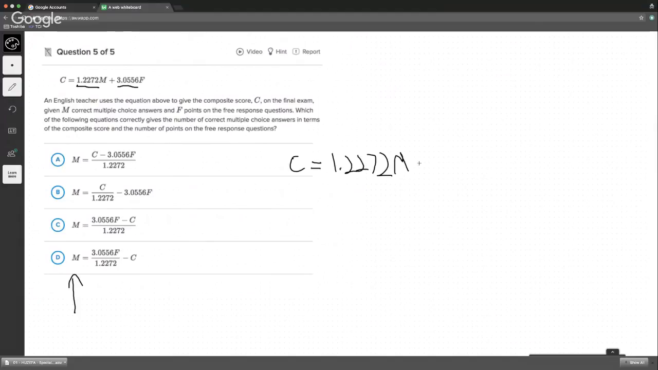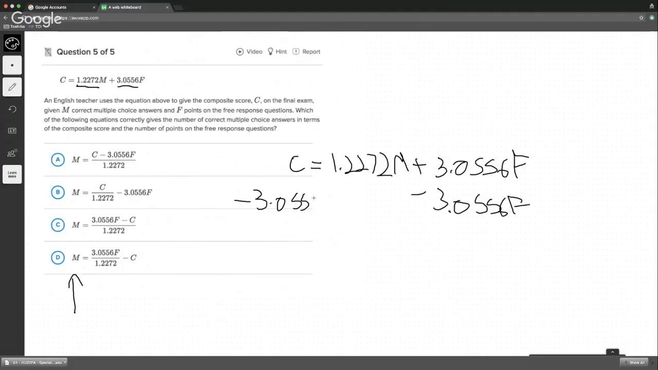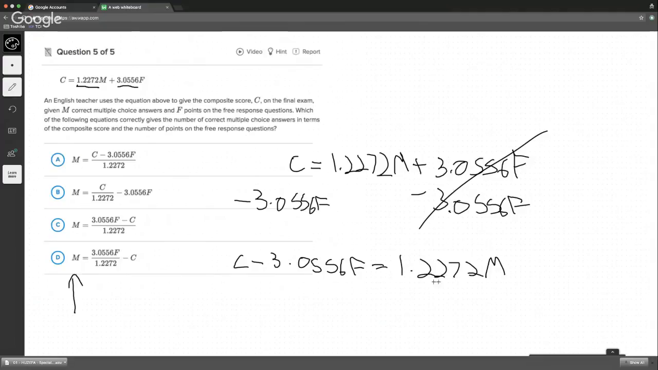C equals 1.2272 M plus 3.0556 F. First, I'm going to subtract this entire term on the right, 3.0556 F. Goodbye. So we got C minus 3.0556 F equals, oh God, these numbers are horrible, 1.2272 M. And then we just got to divide both sides by this value in front of the M to isolate the M. Divide both sides by 1.2272. This is our answer right here.